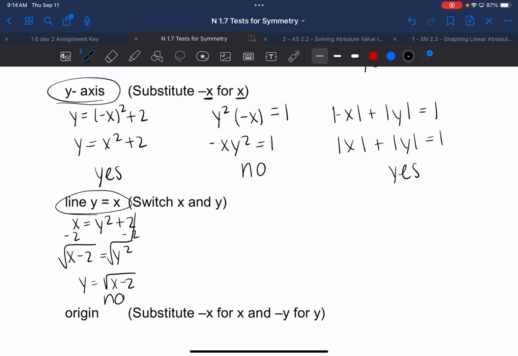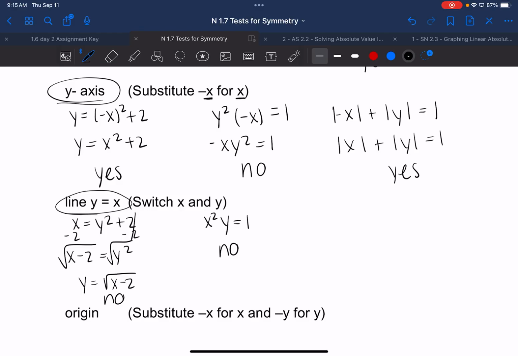Same idea for the next one. We're just going to switch where the x and the y are in the equation. So instead of y squared, it'll now be x squared times y equals 1. Well, there's no way, right, that we're going to be able to make that look like the original. So again, this one is not symmetric about the line y equals x.